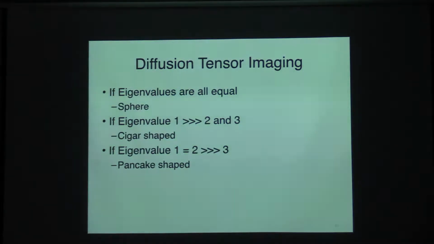If one is much, much larger than the other 2, then you have a cigar shape. It's like a cylinder. Or if you have 2 that are much, much larger than the other one, then you have a pancake shape, if that makes sense.